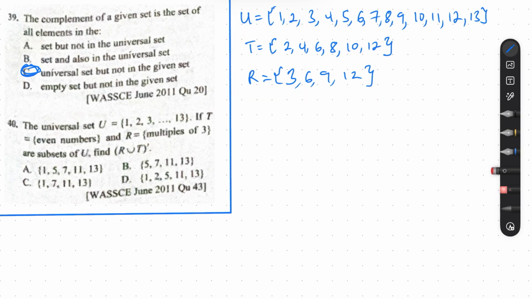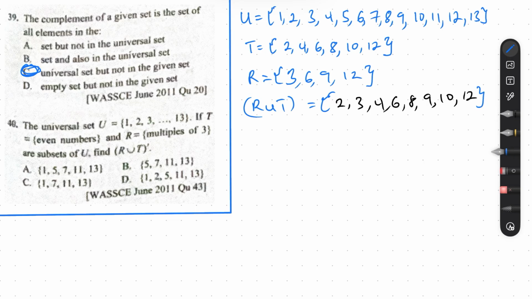Okay, so that will be 2, 3, 4, 6, 8, 9, 10, 12. So all of the elements together. You don't repeat them. If you find an element here and an element here, just write it once. Okay, cool. So R union T is the set 2, 3, 4, 6, 8, 9, 10, 12. Okay, cool. Now we need to find out the complement of this.